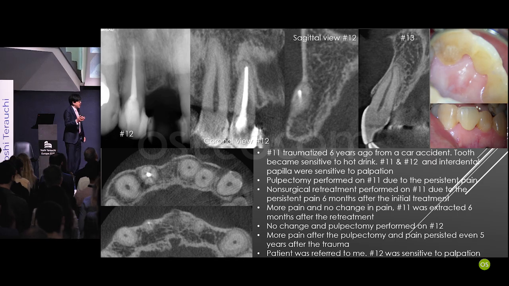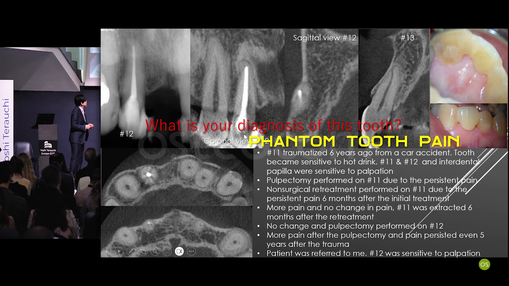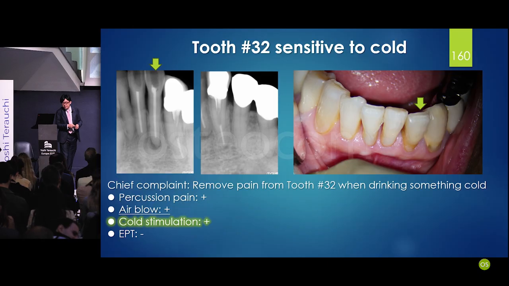So I'm sure she had phantom tooth pain because of the accident, and she had chronic pain. And the dentist didn't know about psychogenic pain. So that's why the dentist did root canal treatment and extraction. It's a good thing he didn't extract this tooth. Unfortunately, he extracted tooth number 11. So this is phantom tooth pain again.